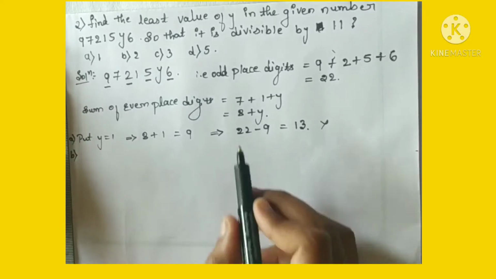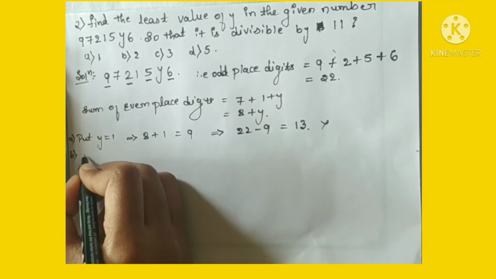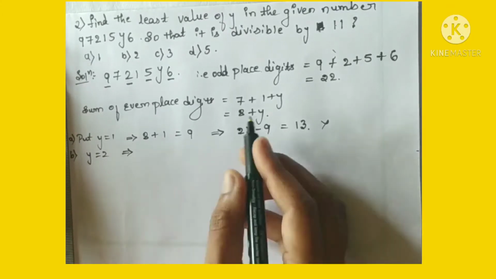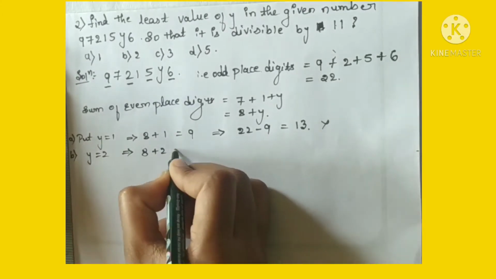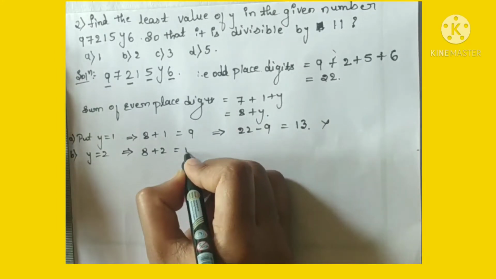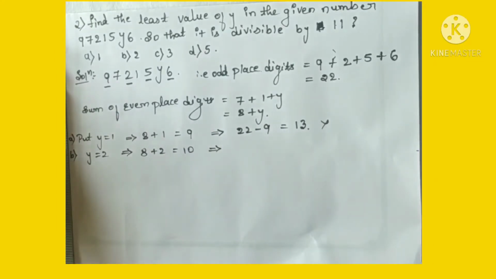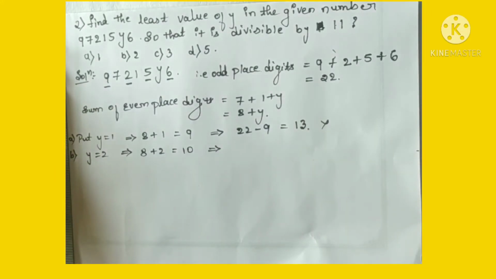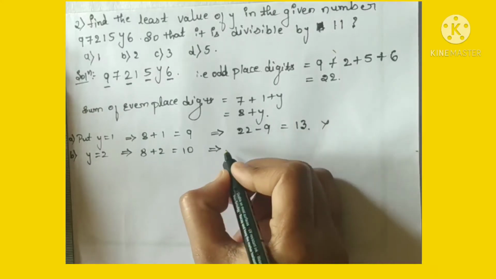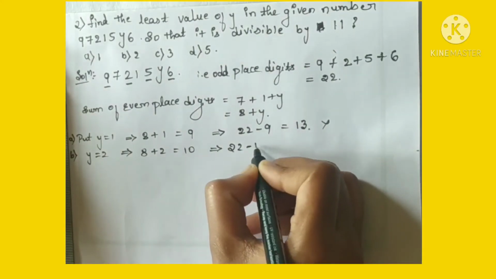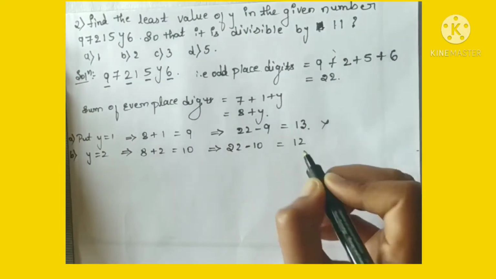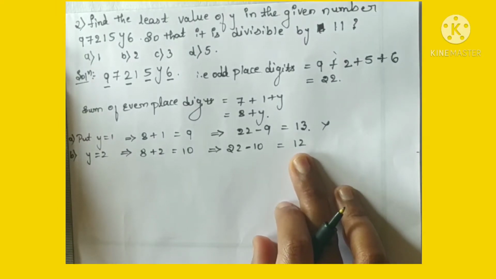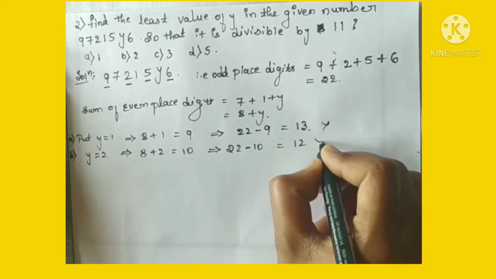Now I put y is equal to 2 from option B. Then 8 plus 2 is equal to 10. Now I take the difference between the sum of the odd place digits and the sum of the even place digits, that is 22 minus 10, which is equal to 12. This 12 is not a multiple of 11, and it is not equal to 0. So this is also a wrong option.